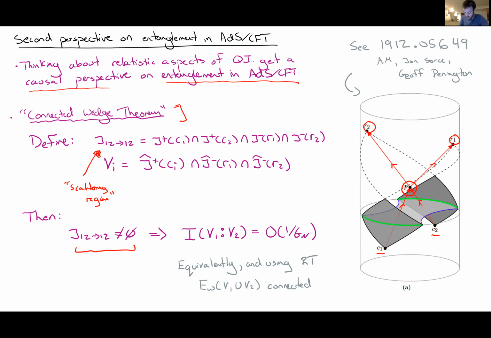Okay. And then what the theorem concludes is if that region is not empty, then the mutual information between two associated boundary regions is order 1 over G Newton. Okay. And specifically, the boundary regions of interest are these things I've drawn in green here called V1 and V2. They're defined by taking, say V1 is defined by taking the future of C1 in the boundary and intersecting with the past of R1, which comes down like this, and the past of R2, which comes down like this.